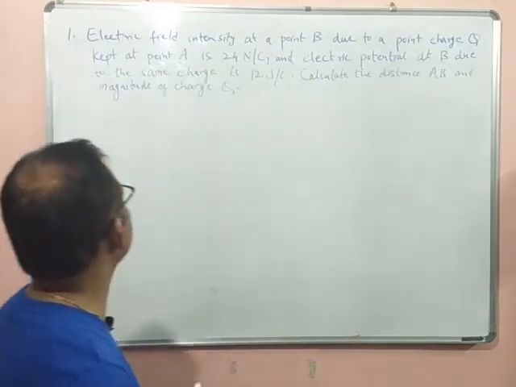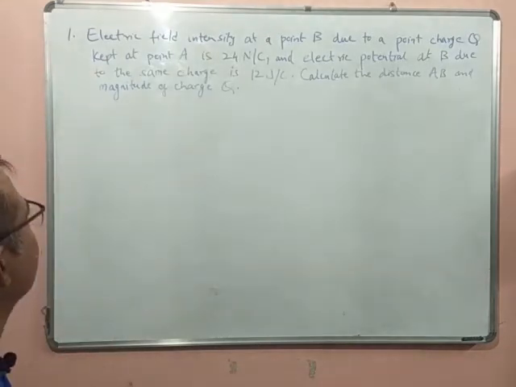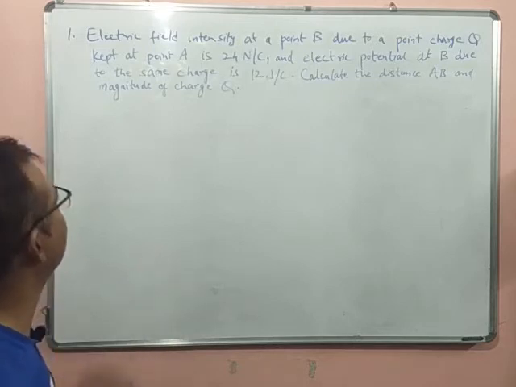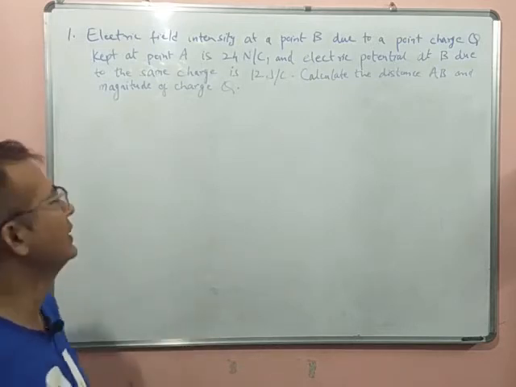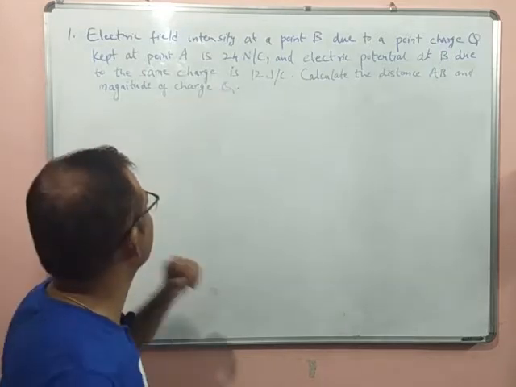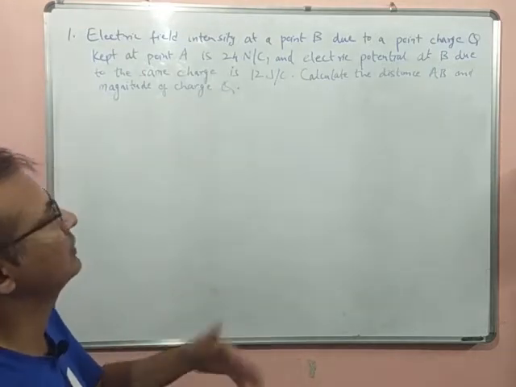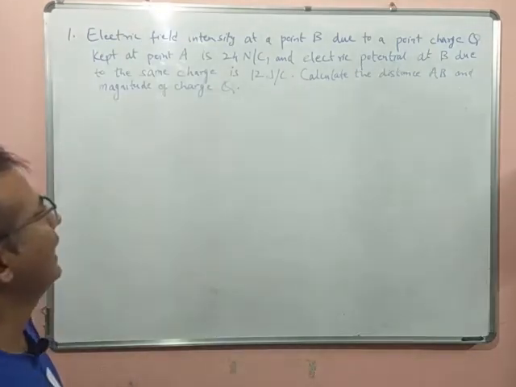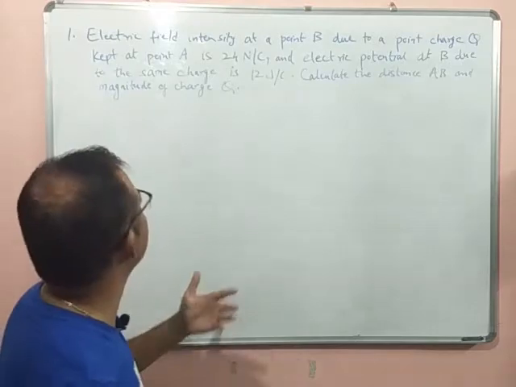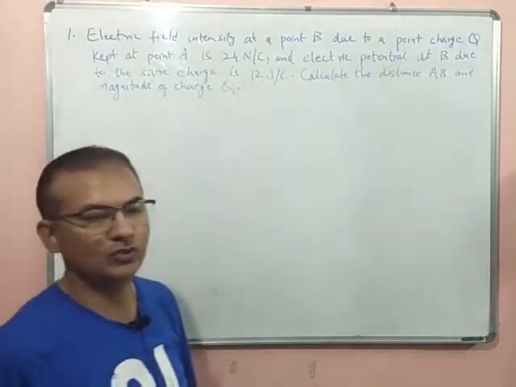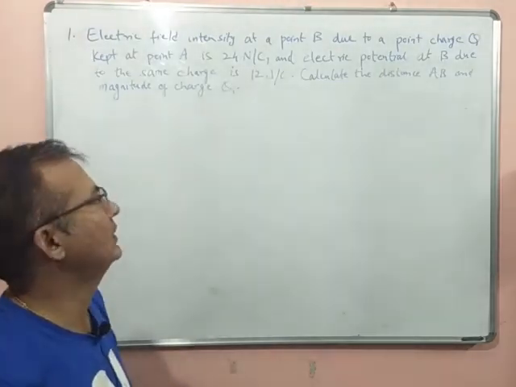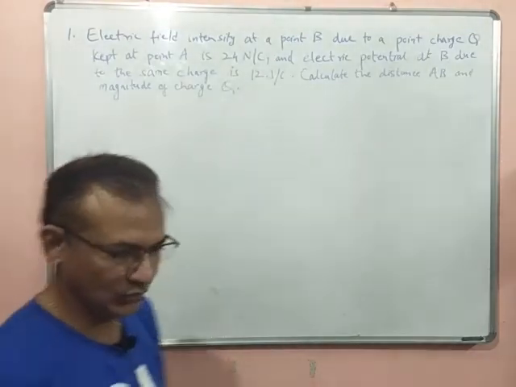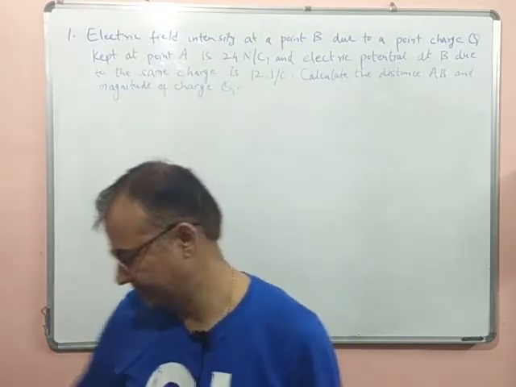The first question here is: the electric field intensity at a point B due to a point charge Q kept at a point A is 24 Newton per Coulomb, and the electric potential at B due to the same charge is 12 joules per Coulomb. Calculate the distance AB and the magnitude of the charge Q. So let us first understand the question.